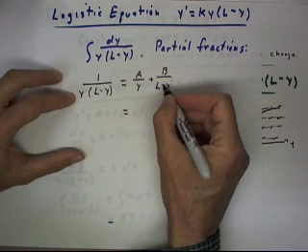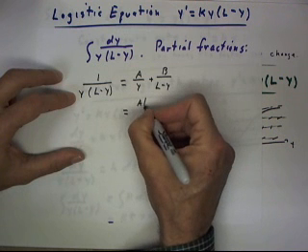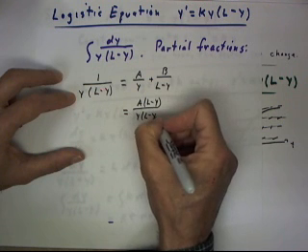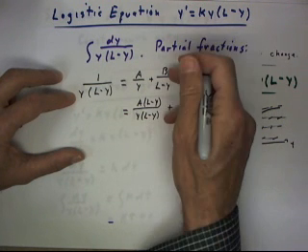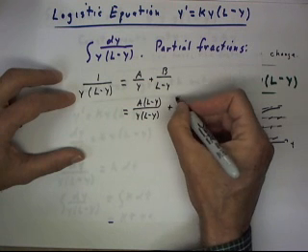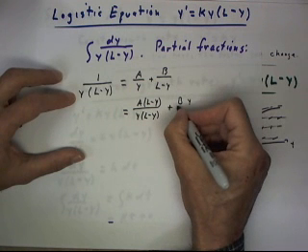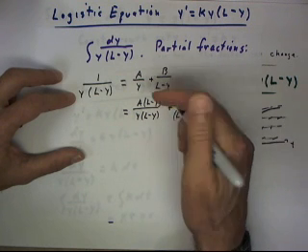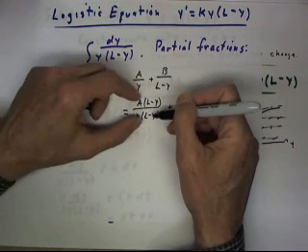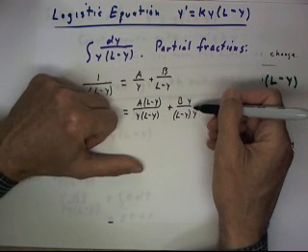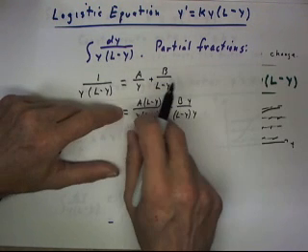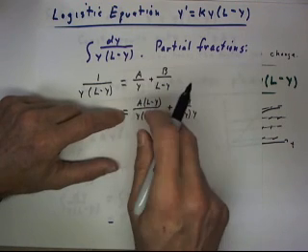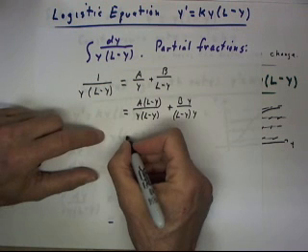Multiplying A over y by L minus y over L minus y, we get A times L minus y over y times L minus y. And multiplying the second fraction by y divided by y, we get B times y over L minus y times y. We can clearly see the multiplication by L minus y over L minus y and by y over y, which, as you should know from algebra, does not change the expression, just the form of the expression.